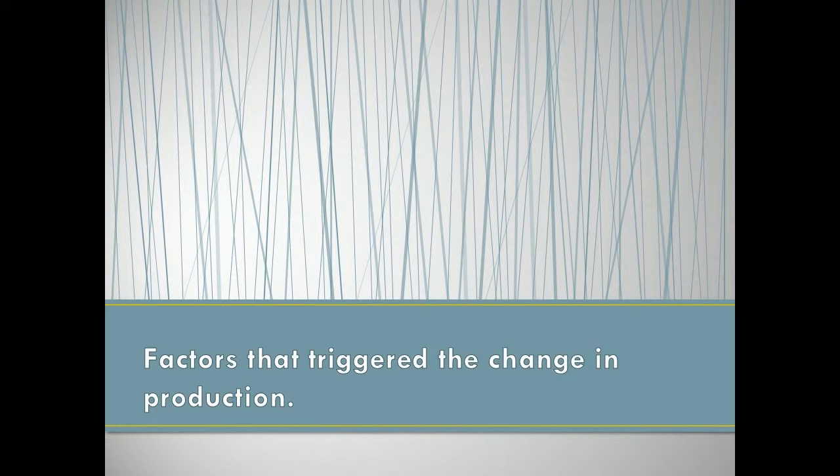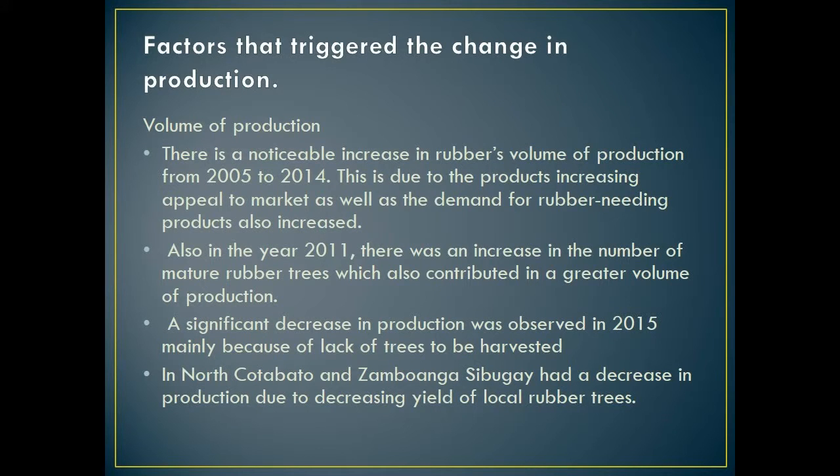Factors that triggered the change in production. Volume of production. There is a noticeable increase in rubber's volume of production from 2005 to 2014. This is due to the product's increasing appeal to the market, as well as the increased demand for rubber-needing products. Also in the year 2011, there was an increase in the number of mature rubber trees, which also contributed to a greater volume of production.